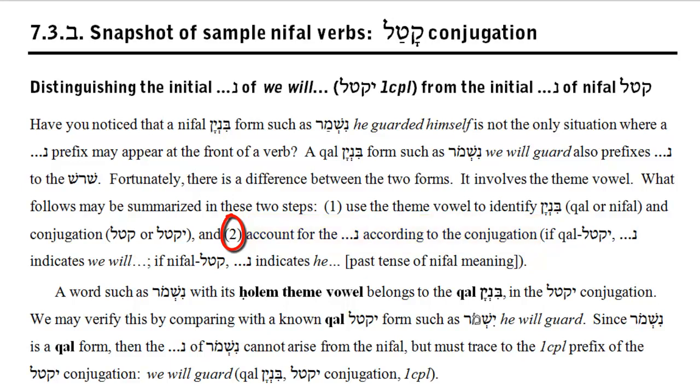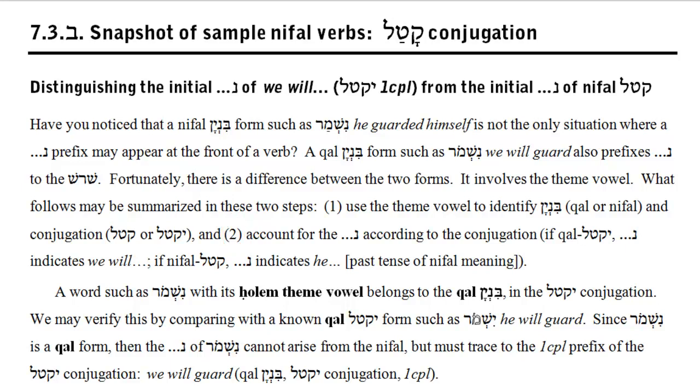If it is a kal binyan of the yiktol conjugation, then that nun prefix will indicate we will, first common plural, pronominal subject. If, on the other hand, we find that the word in question is of the Nifal binyan, katal conjugation, then the nun prefix will indicate he as the pronominal subject, followed by the past tense of whatever is the appropriate Nifal meaning.